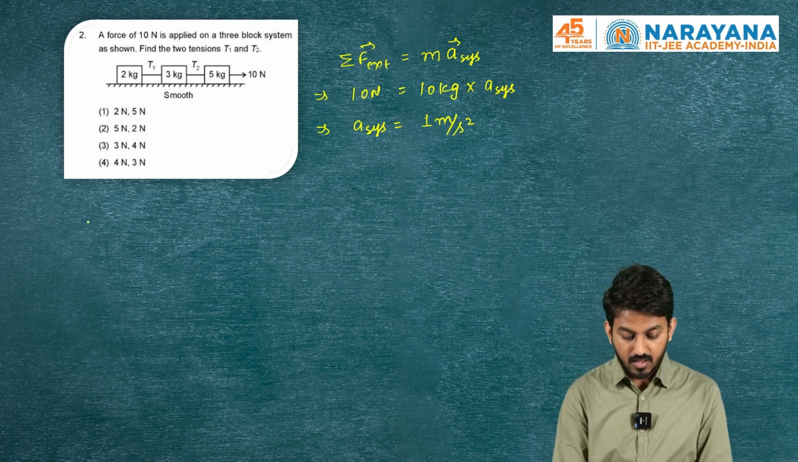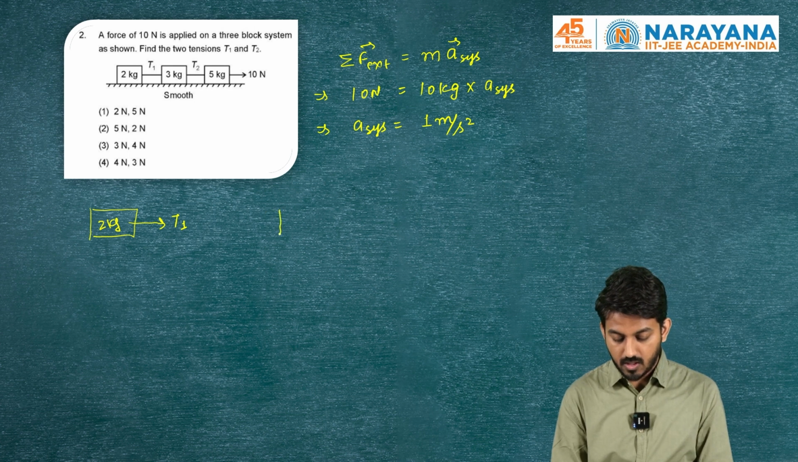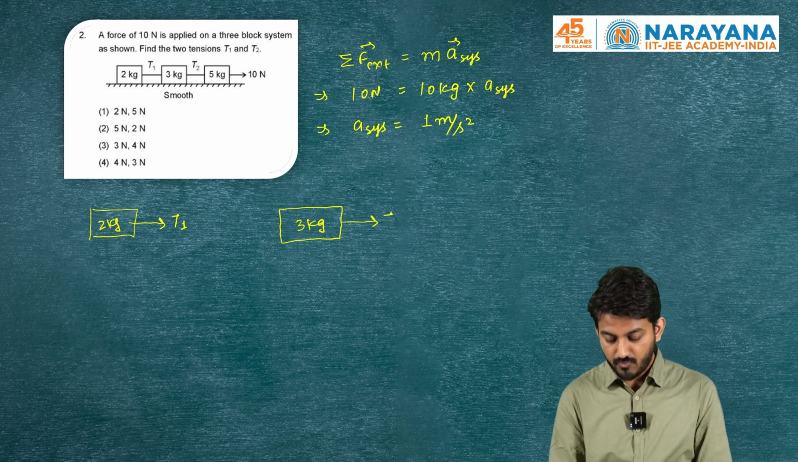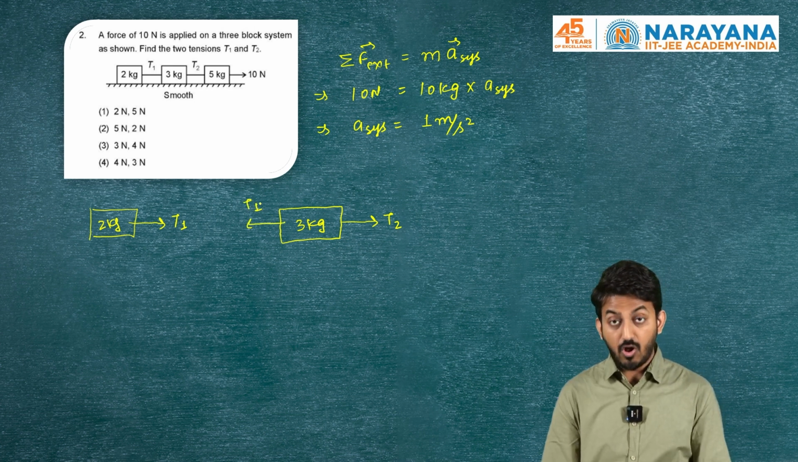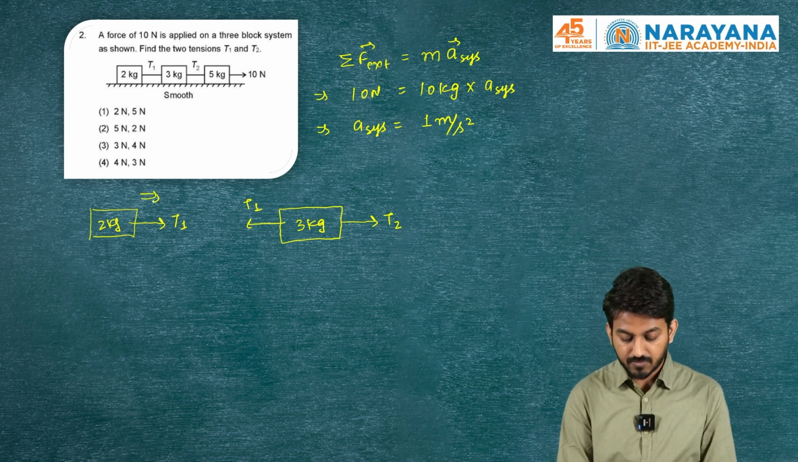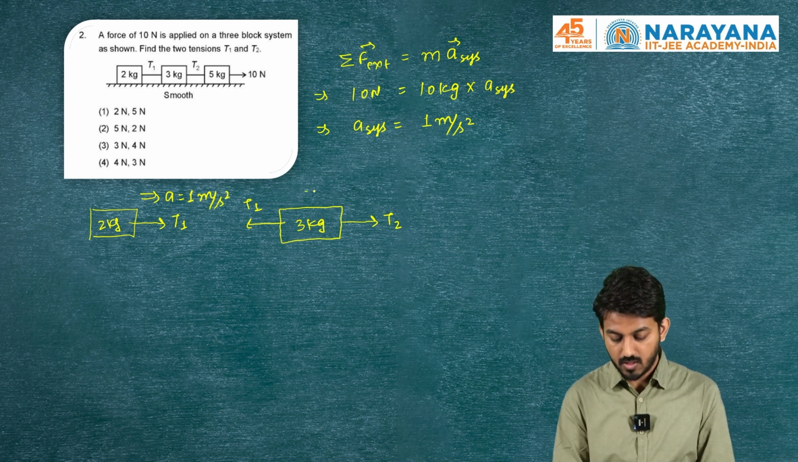Now if we look at the 2 kg block, I can draw the FBD. So we have T1 and the 3 kg block. We have T2 and T1. Now all 3 blocks are moving to the right with the acceleration 1 meter per second square, as we have found earlier.